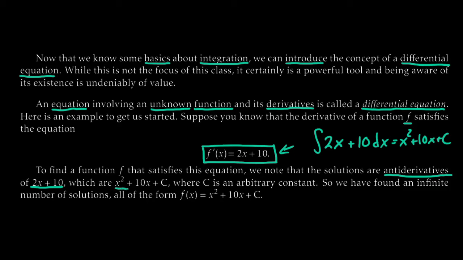So these are all of the different solutions. C is an arbitrary constant, you can pick any one and it'll still work. And this gives us an infinite number of solutions. And every single one is of the form f of x is x squared plus 10x plus c. So this is pretty much exactly what we've been doing. This is really all there kind of is in this section is a way to undo a derivative, or to solve a differential equation.